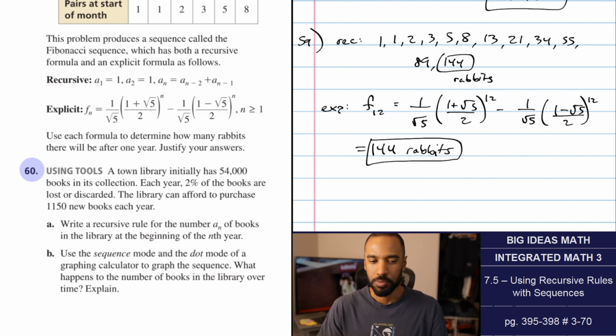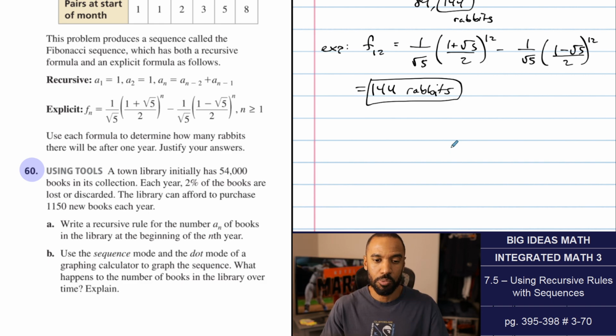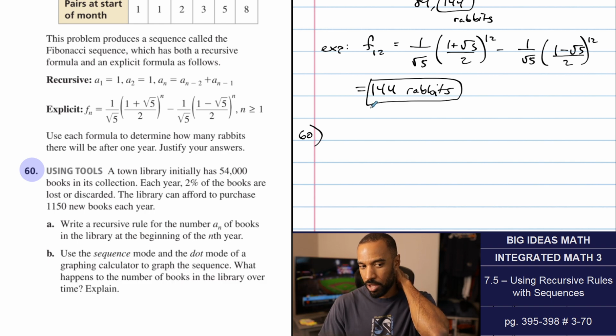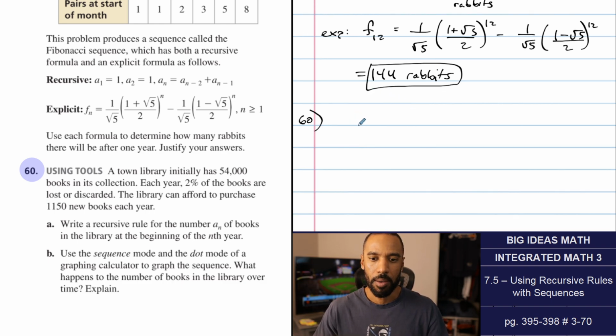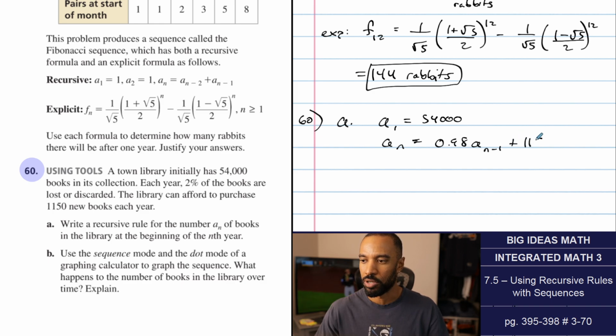Number 60, using tools. A town library initially has 54,000 books in its collection. Each year, 2% of the books are lost or discarded. The library can afford to purchase 1,150 new books each year. So probably a lot of the same stuff as before. So we got to write a recursive rule. So part A: a sub 1 is 54,000. A sub n, we are losing 2% of the books, so 98% remain, not compounded monthly. So 98% remain of the previous set, and we are adding 1,150 new books each year.